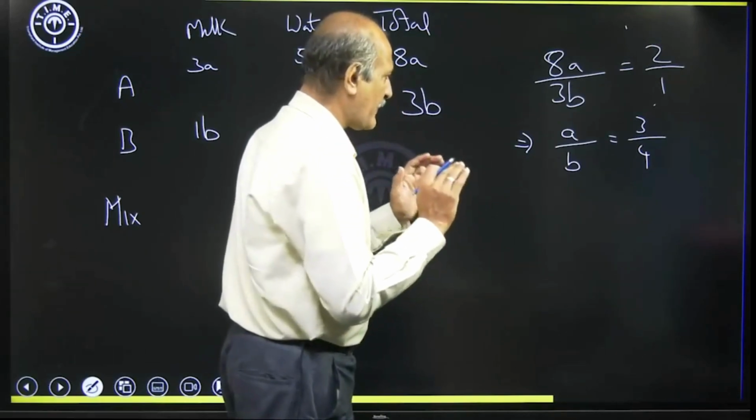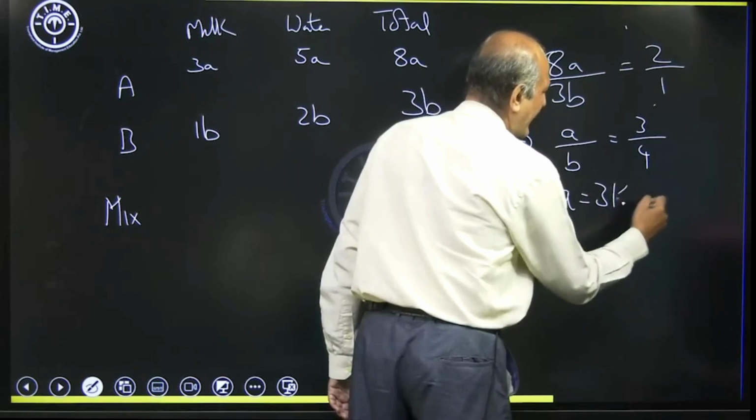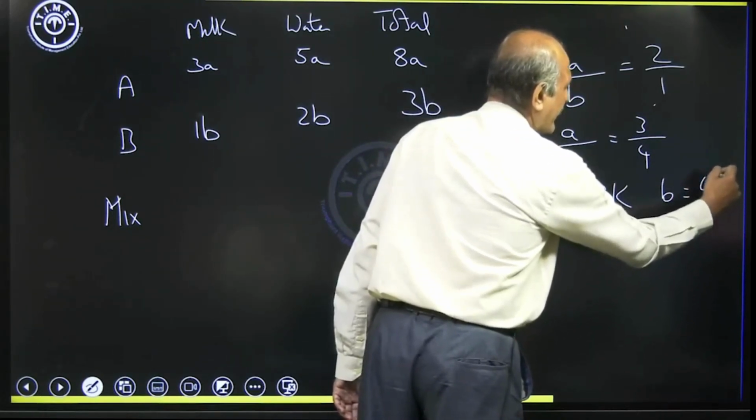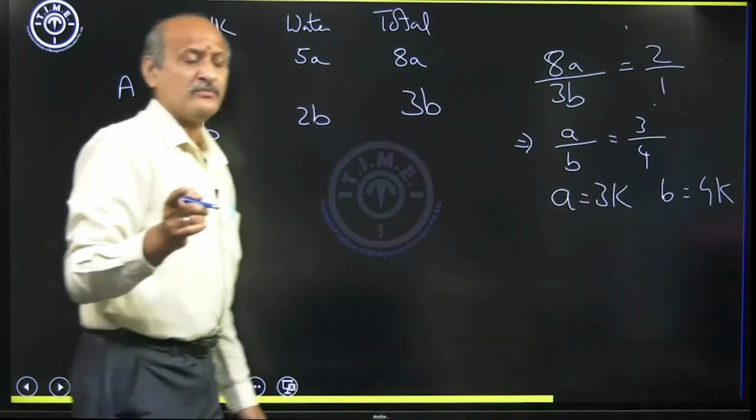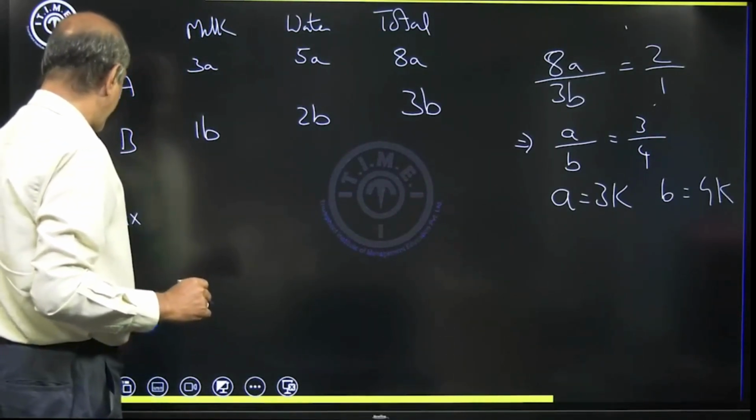Now observe. What I could have taken here is A equal to 3K and B equal to how much? It is 4K. Let's take A equal to 3K and B equal to 4K, and calculate further.